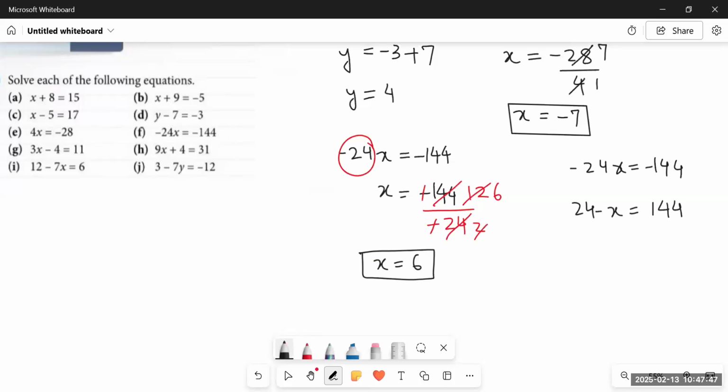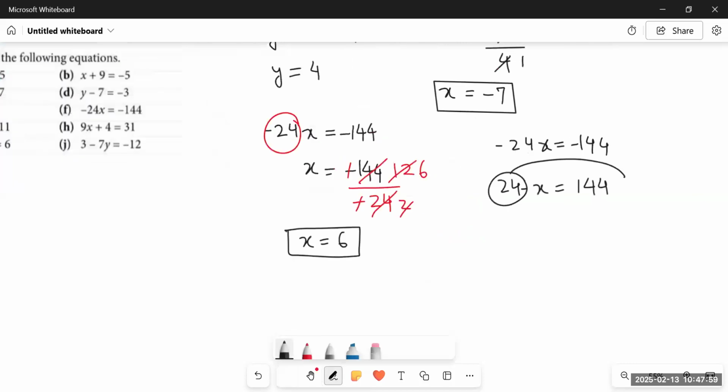In this case, you will shift 24 to the other hand side. And this time, since 24 is getting added or subtracted with x, on the other hand side it will be subtracted or added. That is the opposite of what has been done over here. So since here it is positive 24, it would be x is equal to 144 minus 24.